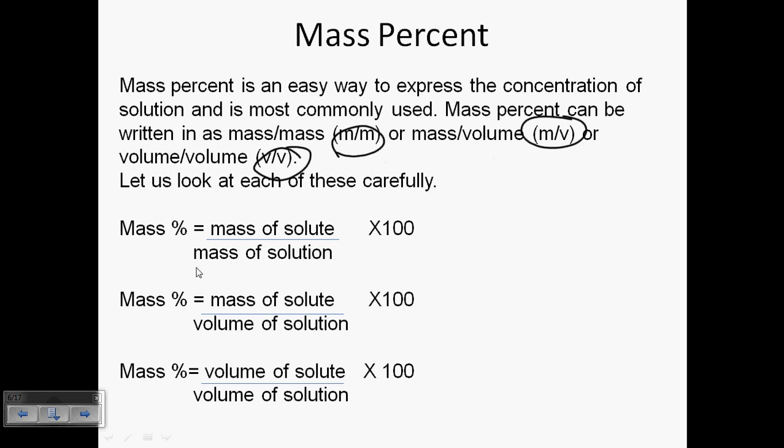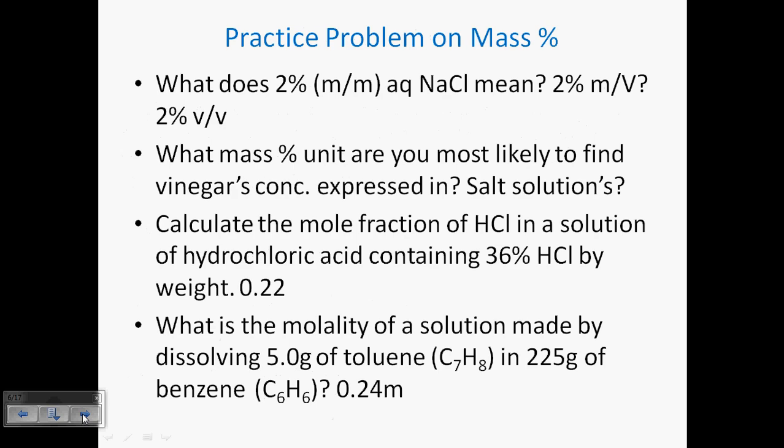So what are each of these? Mass percent is defined as mass of solute over mass of solution times 100. Mass percent in terms of mass over volume is mass of solute over volume of solution times 100, and mass percent in terms of volume is volume of solute over volume of solution times 100. It's very widely used, easy to compute, easy to eyeball. So a few questions to ponder here.